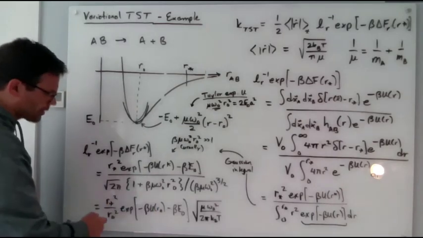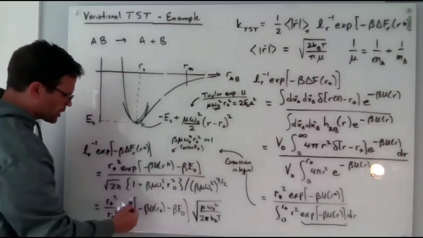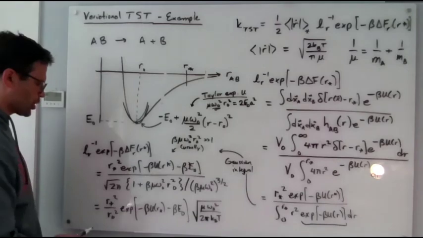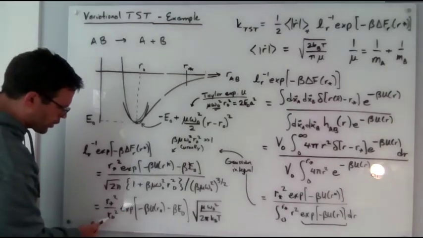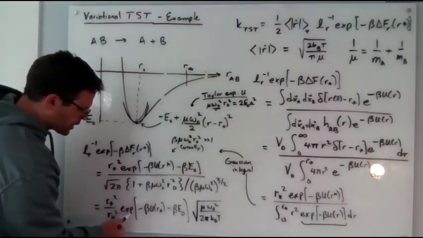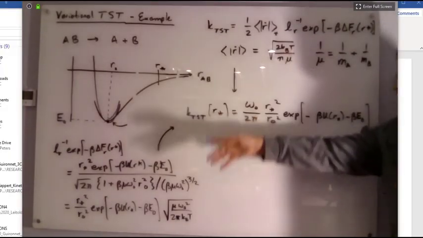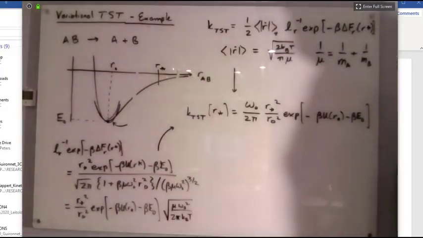Now what we're left with, after making this simplification, crossing off this 1, canceling a bunch of terms, we end up with a ratio of R star over R naught squared. This is an exponential.